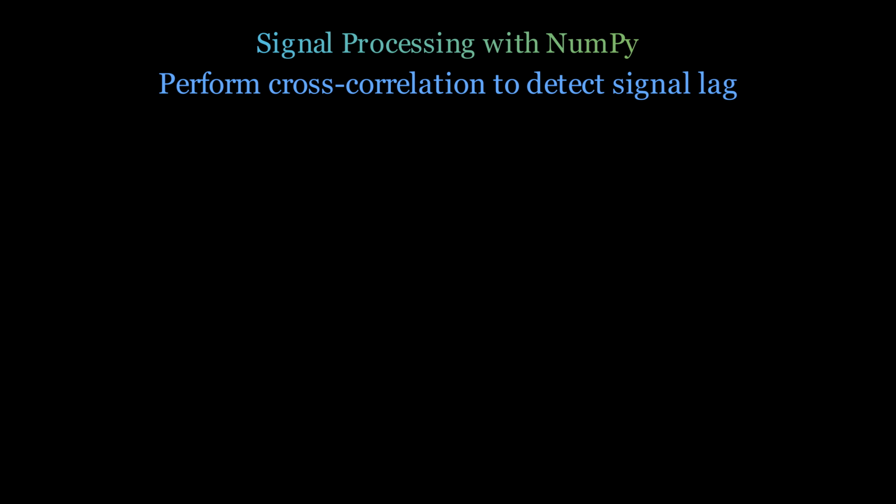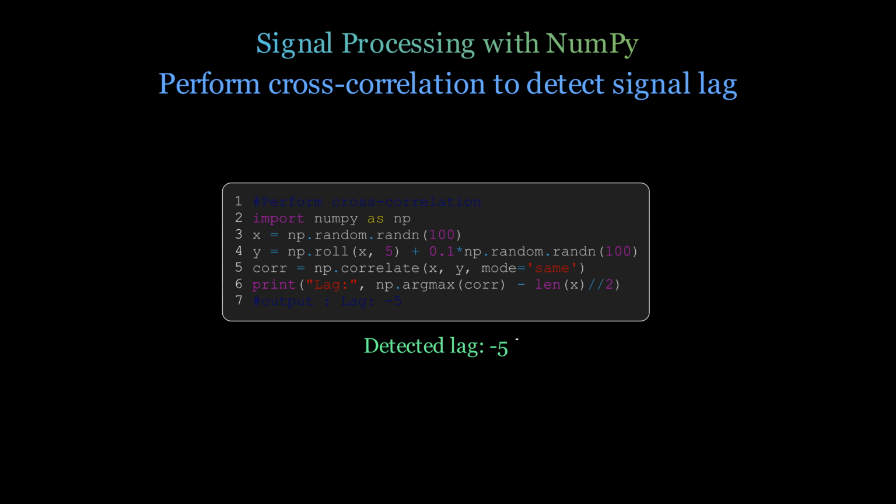Cross-correlation measures similarity between signals at different lags. We created a delayed version of a random signal, shifted by 5 samples, and correctly identified this lag from the correlation peak position.